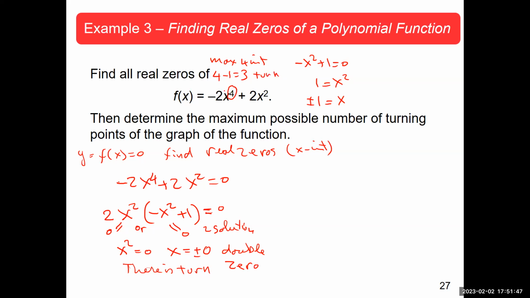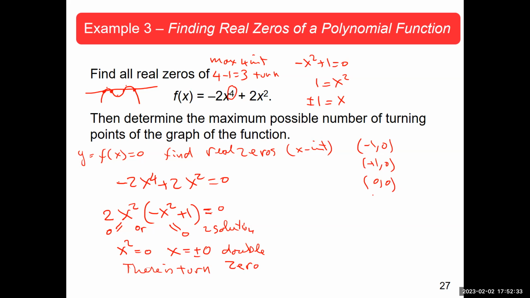So how does this look? Because the leading coefficient is negative, it should look like an inverted M. That's the shape it should look like. And you can see 1, 2, 3 turns. I'm going to have 3 turns. If this is the x-axis, then I have 4 points of intercept. But I have 2, so let's see here. We have negative 1 comma 0, positive 1 comma 0, and we have 0 comma 0 double.